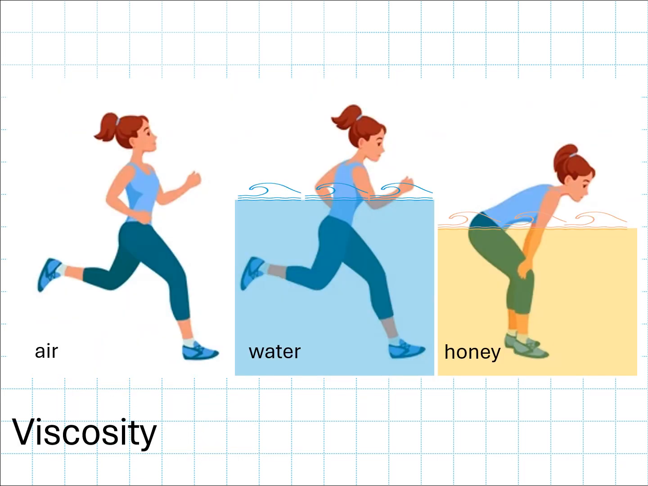In Chapter 2, we learned about a fluid property called viscosity, and we defined this property as the internal resistance to flow within a fluid. So you can think of it as the stickiness of the fluid molecules against one another.